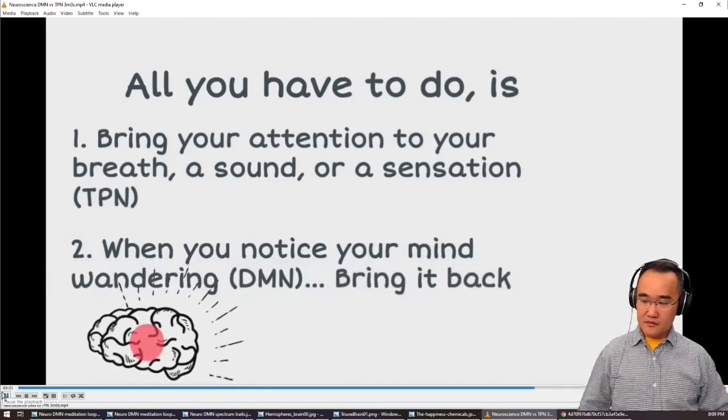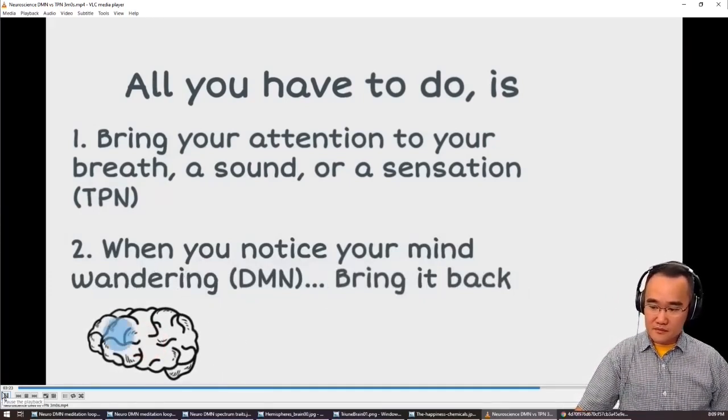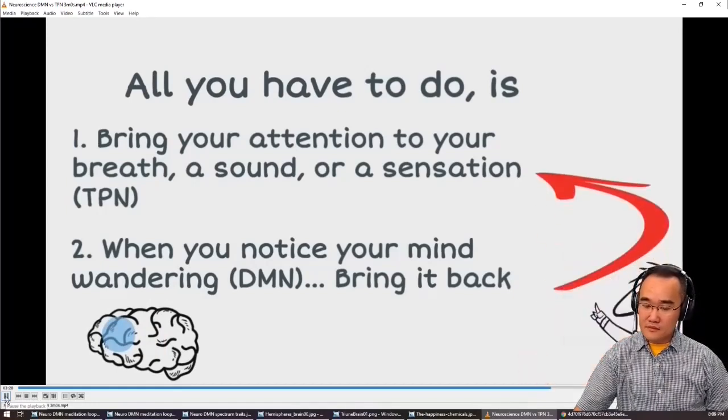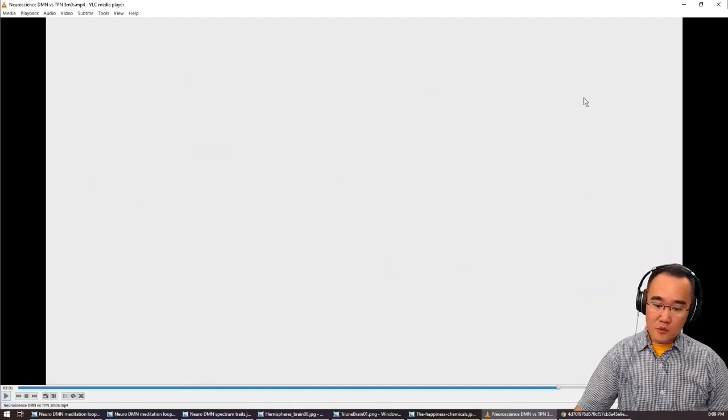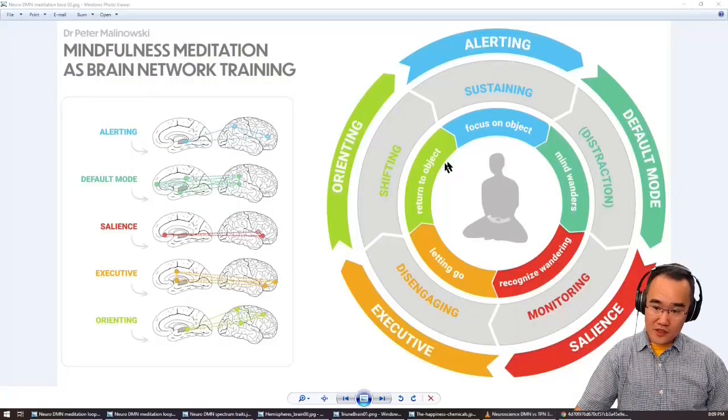Then if you find that your mind wanders, as the DMN begins to take over, activate your TPN again by bringing your attention back to your breath. Bringing your attention back to your breath, that's using the orienting to shift and sustain, return back to your object, return back.